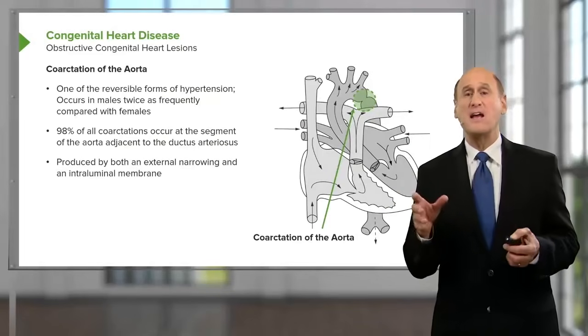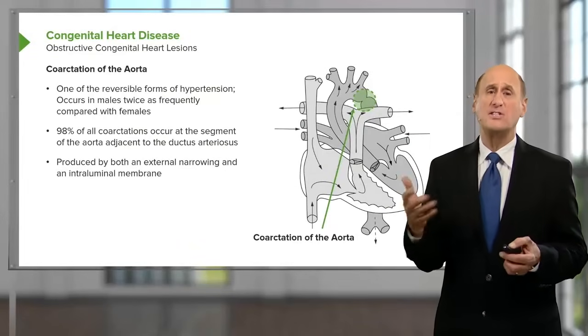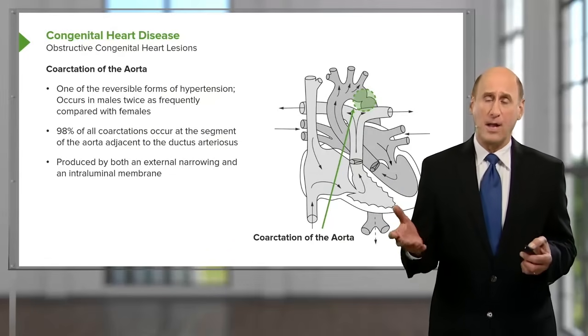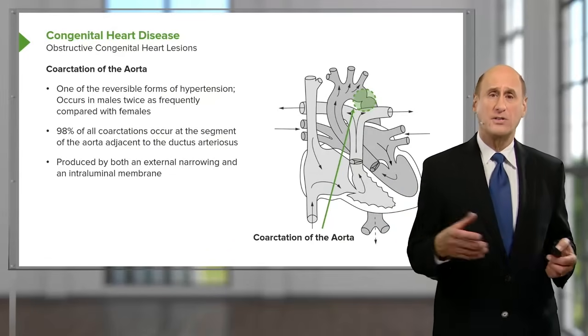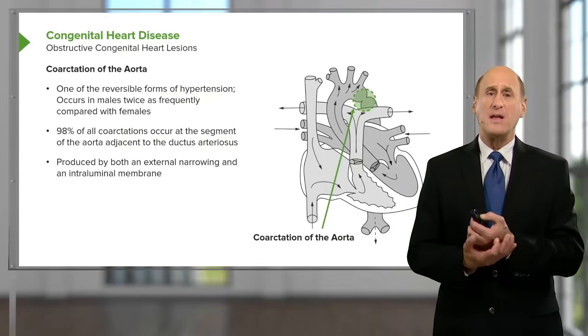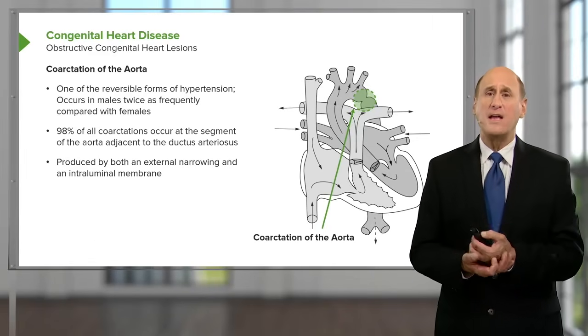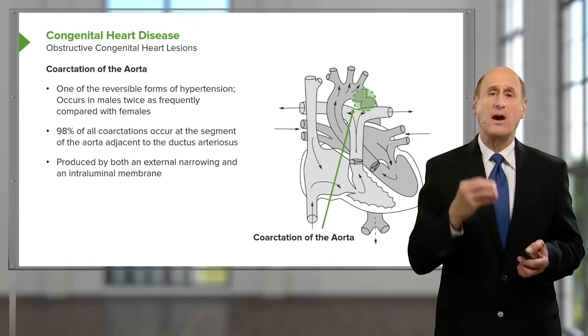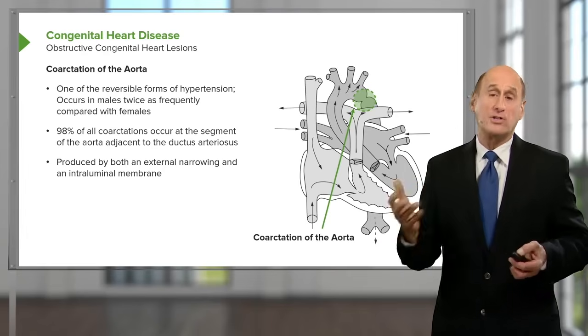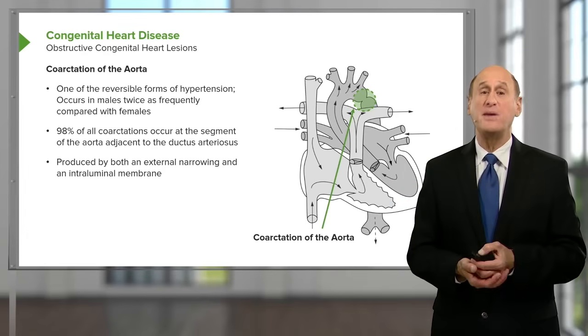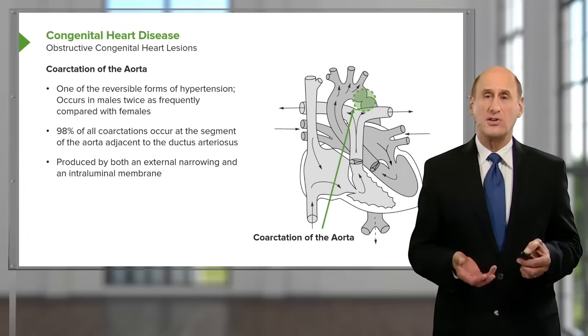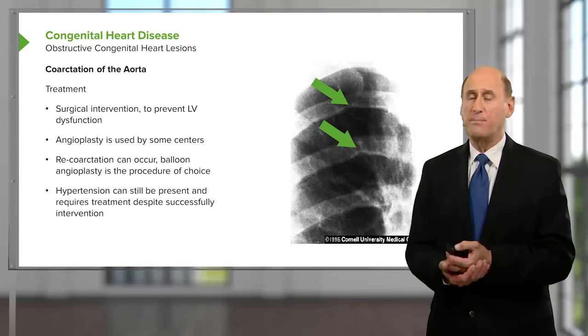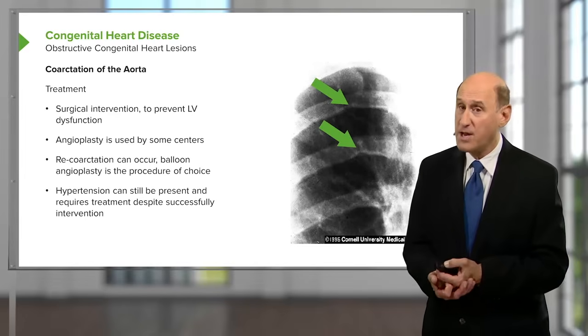And interestingly enough, even after correction, there's a tendency for the patient to develop high blood pressure that needs drugs to be taken care of. As I said before, it's due to a congenital narrowing in the aorta, which sometimes slips past the pediatricians, and we see these patients in adult life when they end up with hypertension.